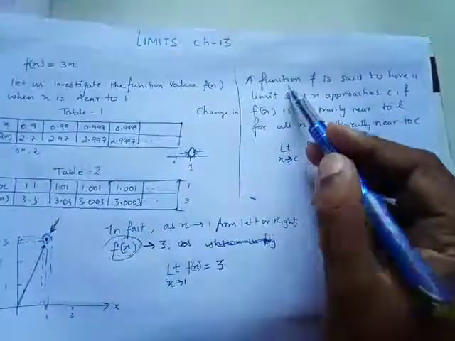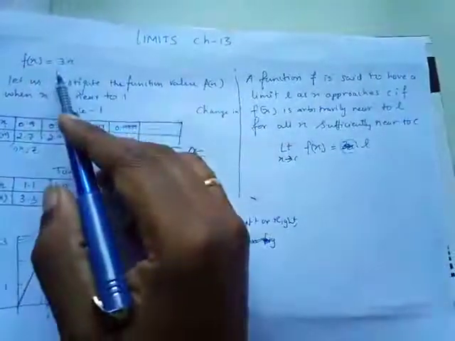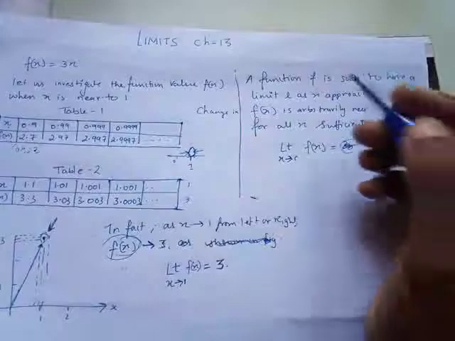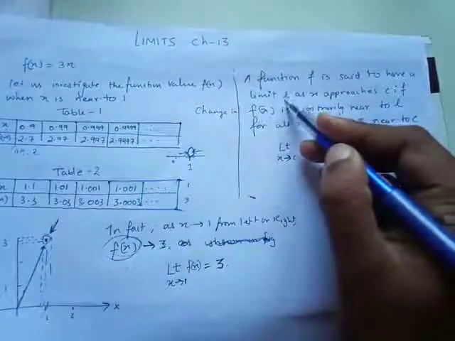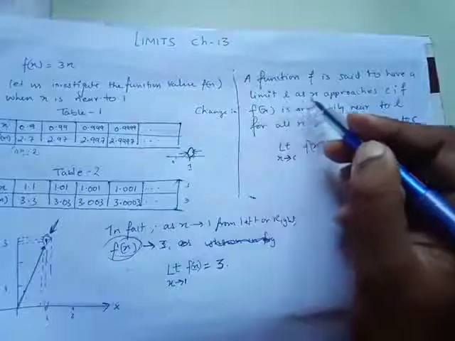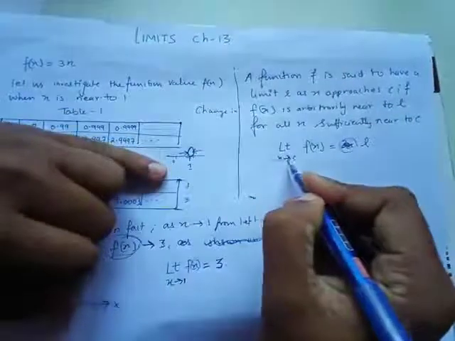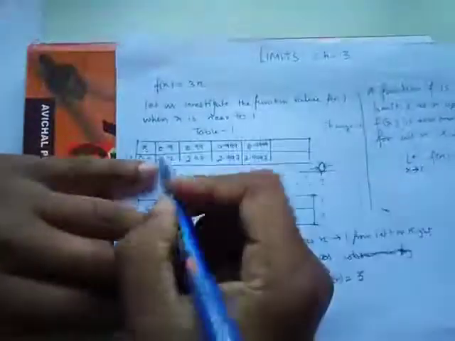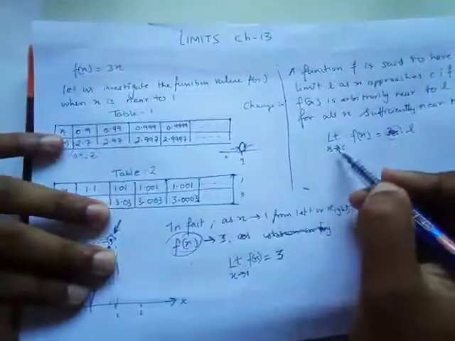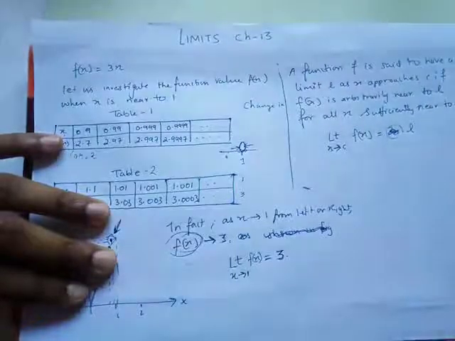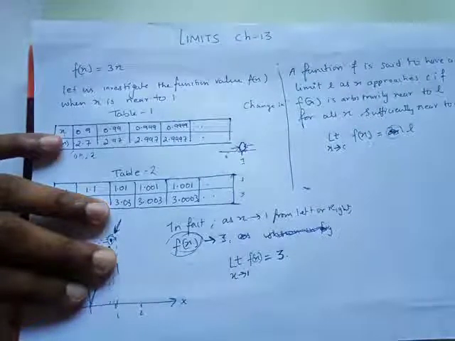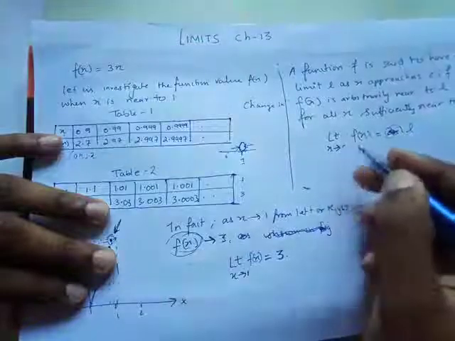A function, you can see this was the function, but I can take any function. A function f is said to have limit L as x approaches c. Like x was approaching 1, so we are just taking that x approaches c, and c can be anything: 1, 2, 0, -1, 3, -3, +1. c can be any real number.